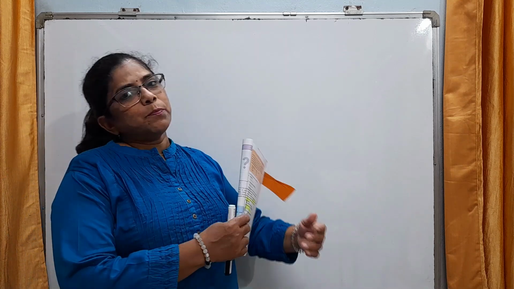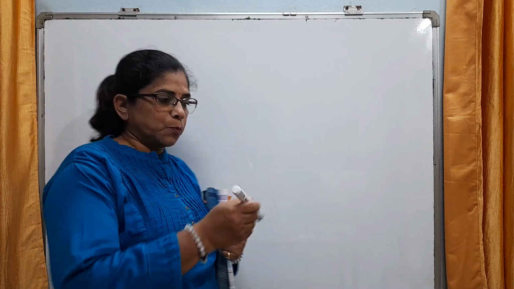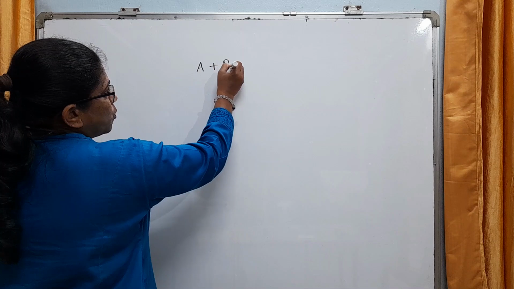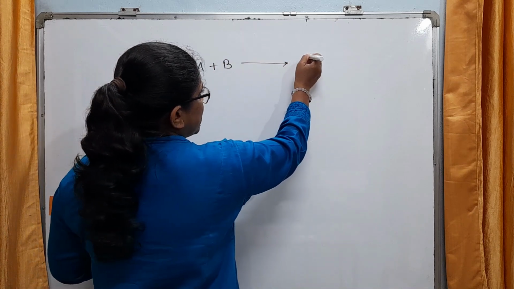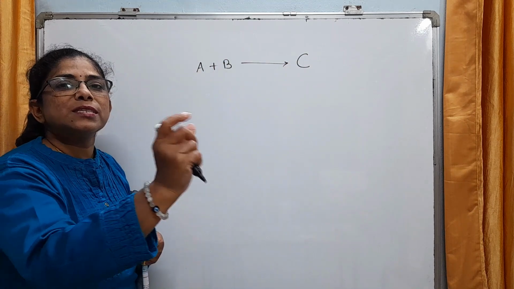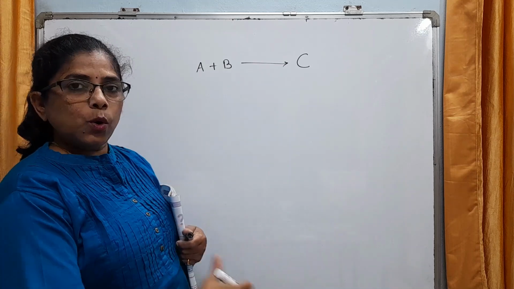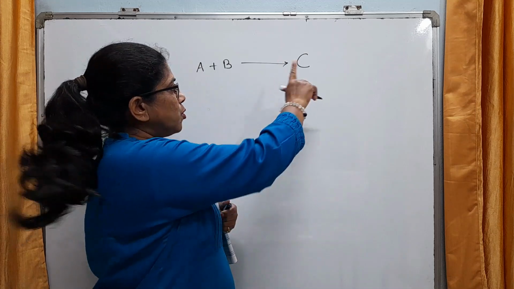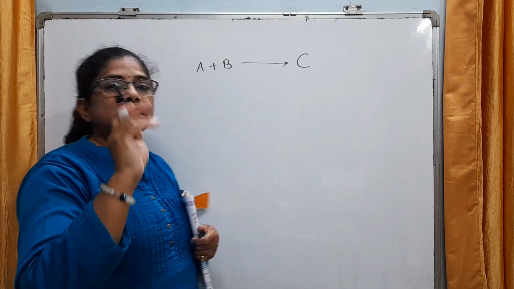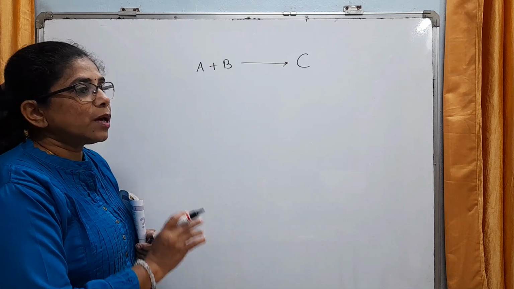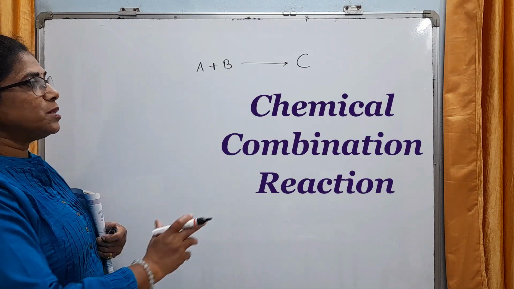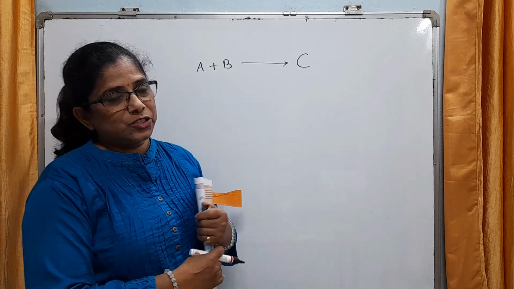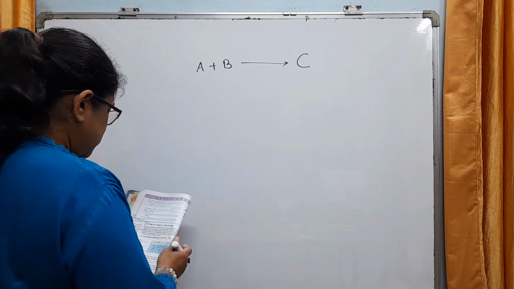Now the first simple type of reaction is when two or more reactants combine to form one single product. There are two or more reactants, the number of reactants can be 2, 3, 4, but the product is just one single product. Such a type of reaction is called a chemical combination reaction. Let's check one example for this.